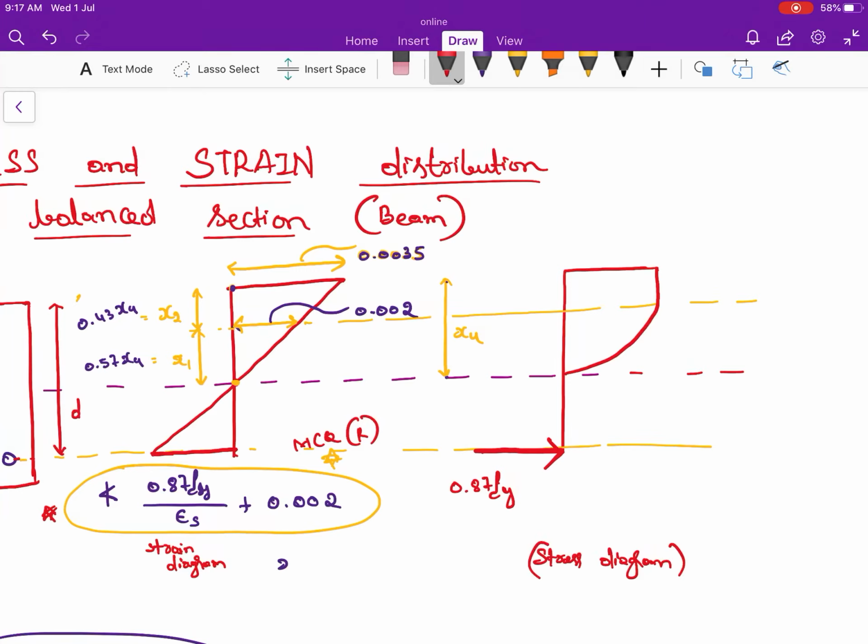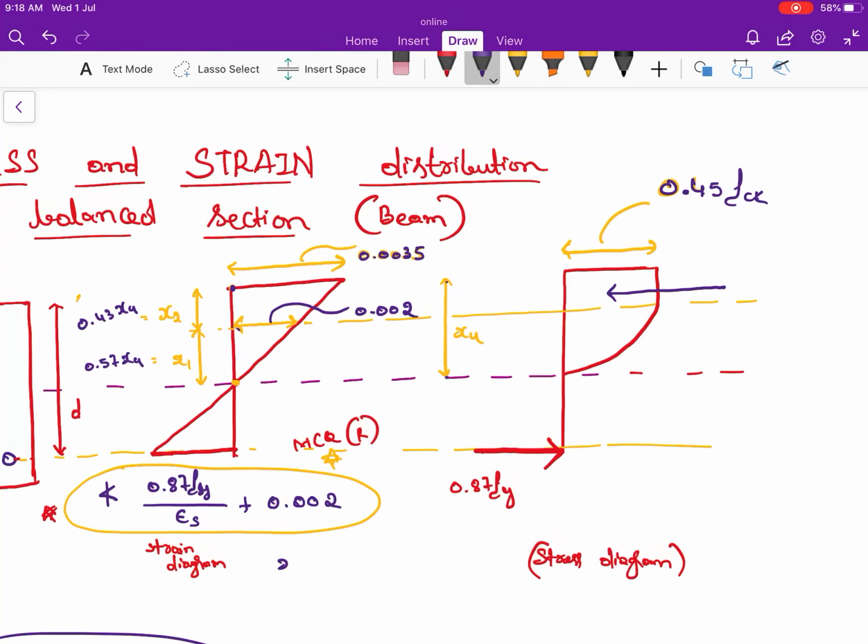So what is the maximum stress that is taking place? The maximum stress which is taking place here is 0.45 FCK. Is it fine? So this is 0.45 FCK. But since it has two parts, one is rectangular and the other one is parabolic, we need to find the resultant value that the maximum stress is going to act in this area. Okay, we need to find the resultant value. The resultant value comes somewhere here.